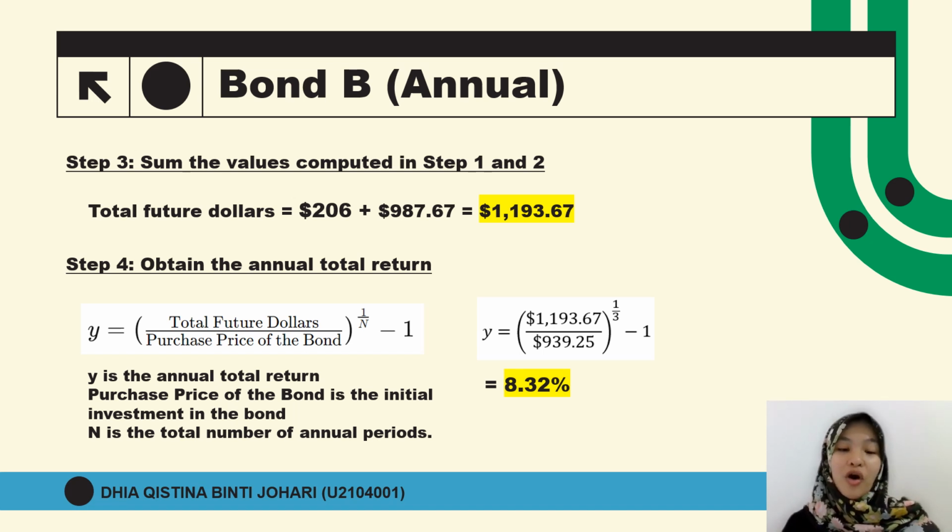So for step 3, just add on the values computed in step 1 and step 2 and it resulted to $1,193.67. And in step 4, we need to obtain the annual total return using the formula. And we jot down all of the data and it resulted to 8.32%.